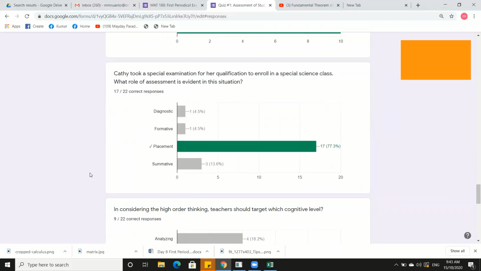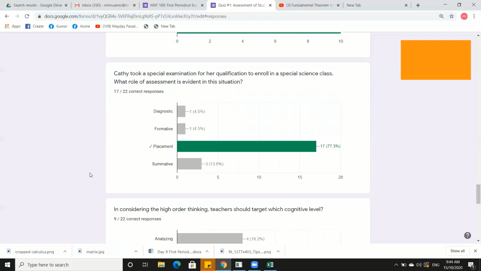Kathy took a special examination for her qualification to enroll in a special science class. What role of assessment is evident in this situation? Okay, so parang there's a test, no? There's a test from which it will be decided what class you will belong to. So for this case, it's more of a placement test. No? It's more of a placement assessment.